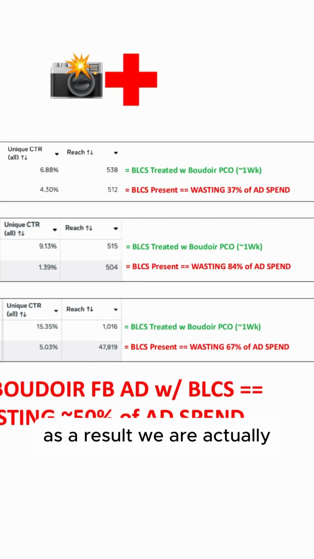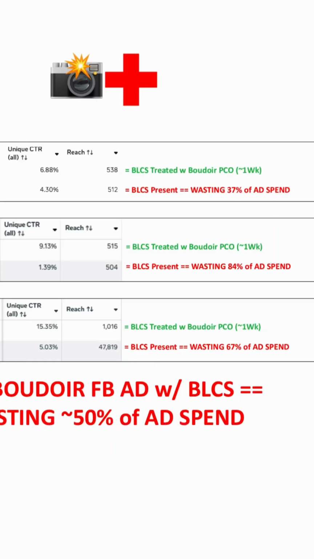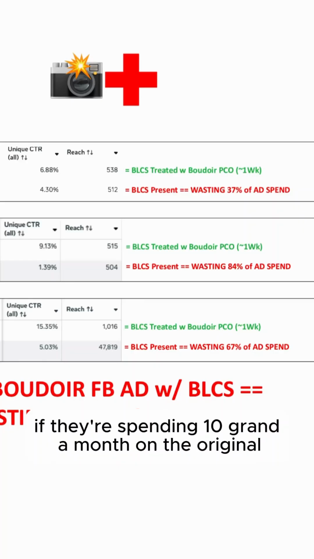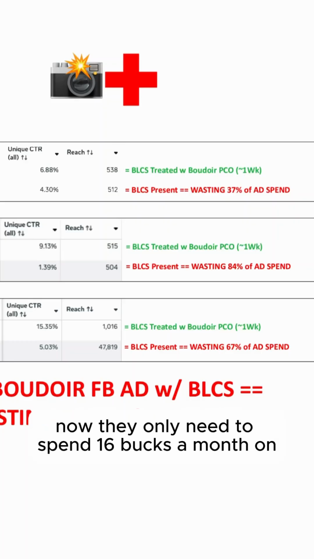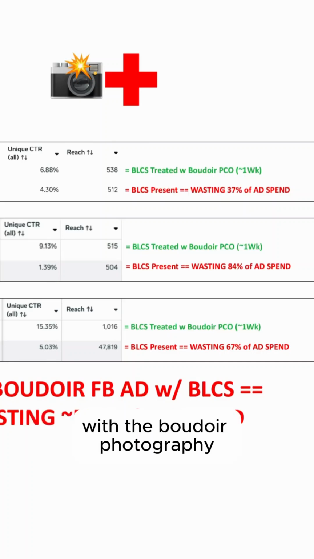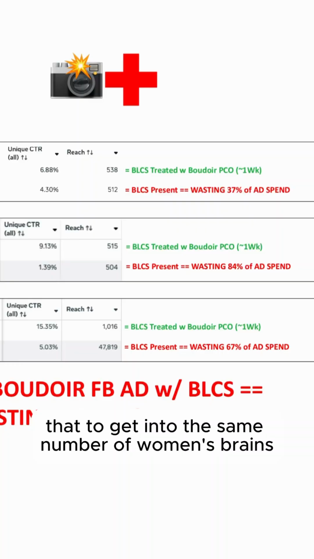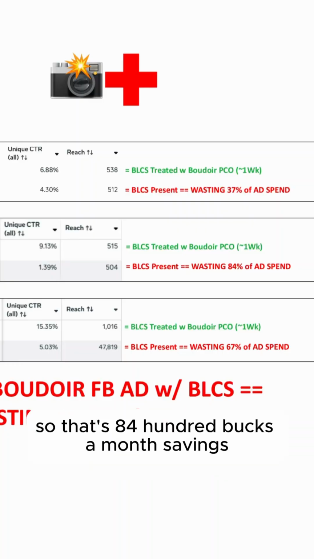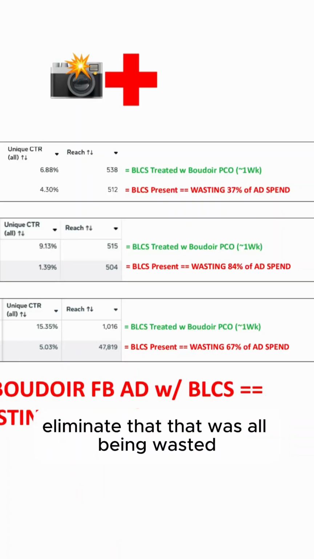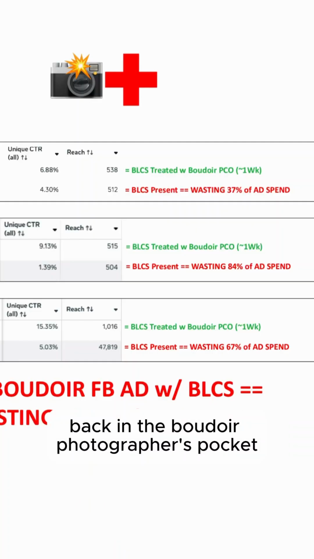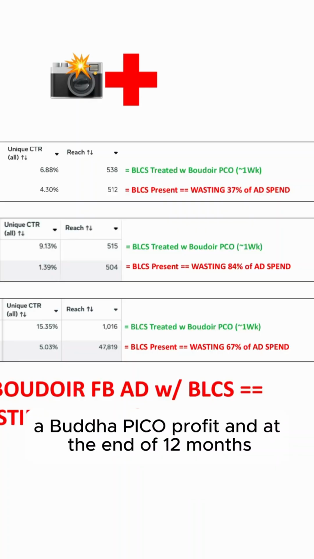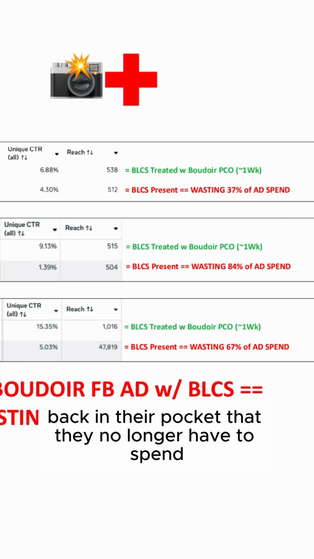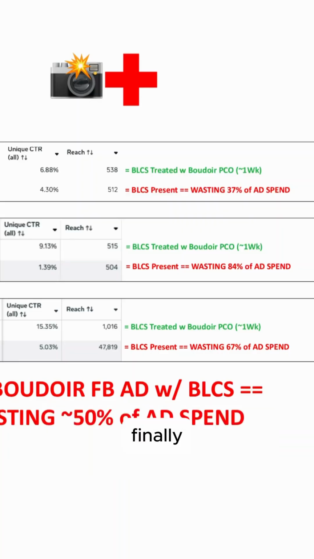That means that if they're spending 10 grand a month on the original Boudoir Facebook ad, now they only need to spend $1,600 a month with the Boudoir Pico treated ad to get into the same number of women's brains. So that's $8,400 a month savings. They no longer have to spend it, eliminate that. That was all being wasted, back in the boudoir photographer's pocket every single month. And it was like a phantom profit, a Boudoir Pico profit. And at the end of 12 months, it's like a 100K bonus back in their pocket that they no longer have to spend.